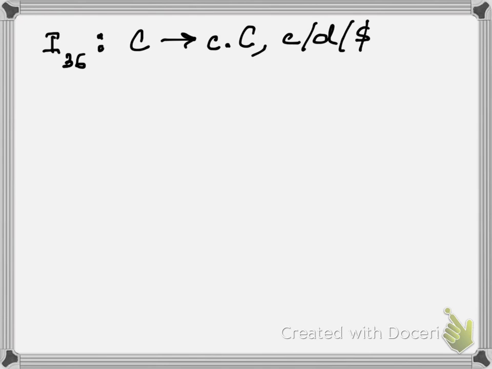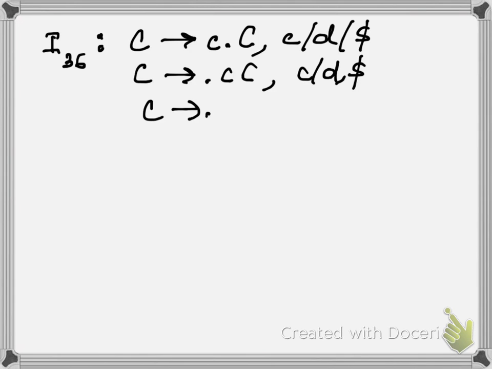I3,6 will contain C derives small c dot capital C. And the look-aheads would be C, D and dollar. So all the look-aheads we are going to combine. And the next item is C derives small c dot capital C with C, D, dollar, and C derives dot D with C, D and dollar. So we have combined these two.